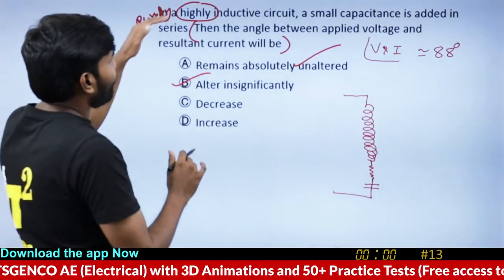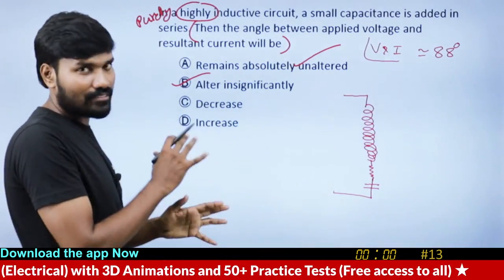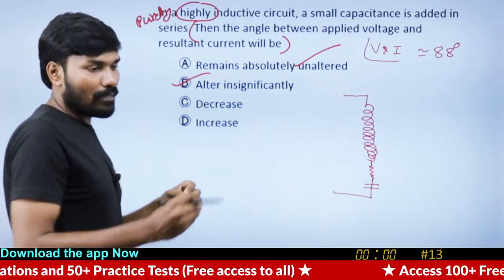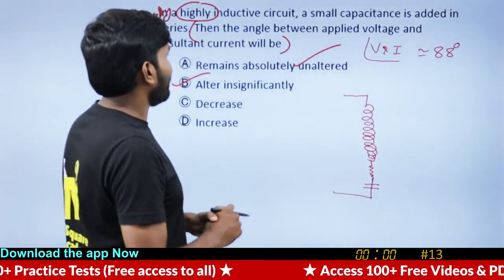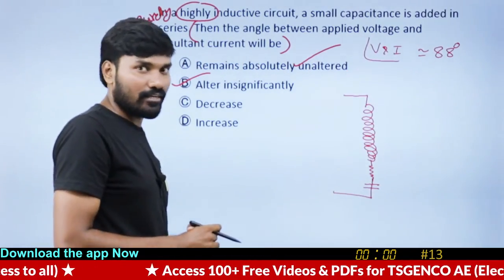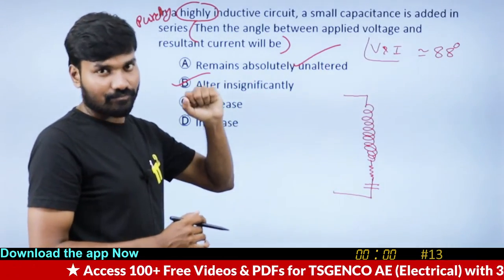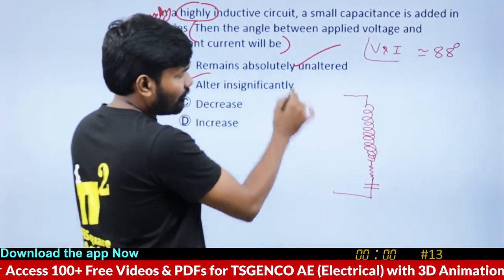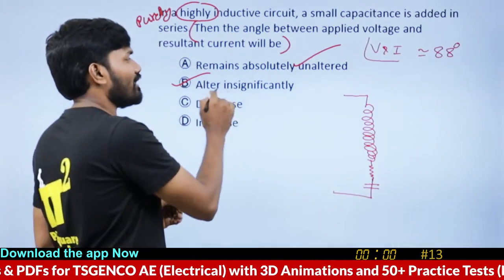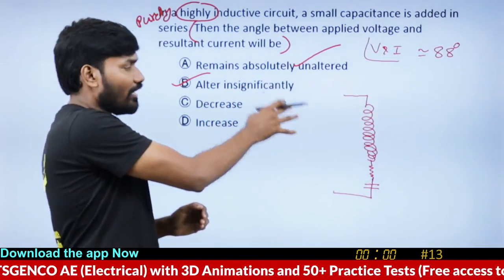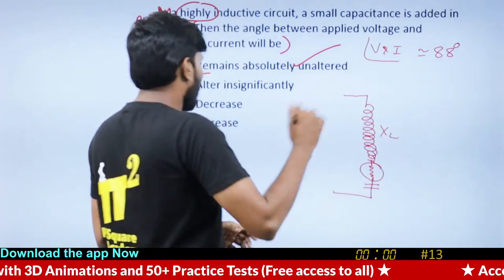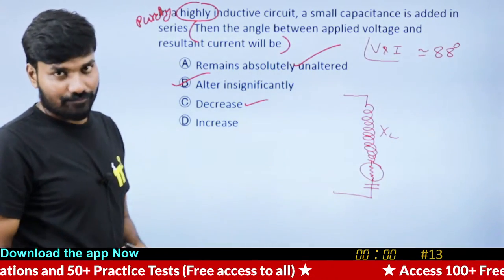Suppose it is not highly inductive, it is an RL circuit. In case of an RL circuit, when you're adding a capacitance to the circuit, then definitely the voltage and current angle will be reduced. The angle will reduce if it is a normal RL circuit. It will reduce the angle a bit, but very insignificantly. That's what I'm trying to say. If the R value is significant compared to XL, then there is a significant decrease in the angle. That's true.